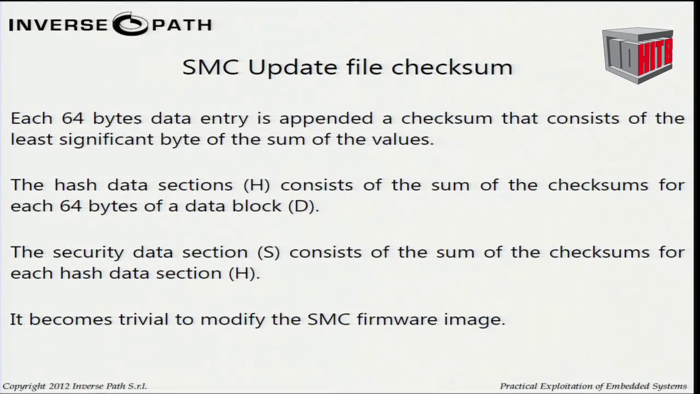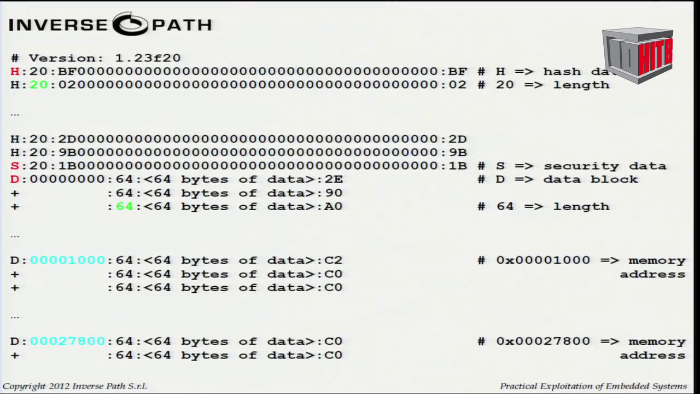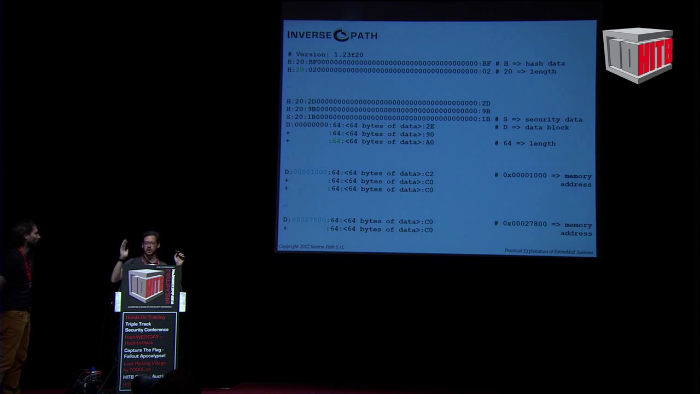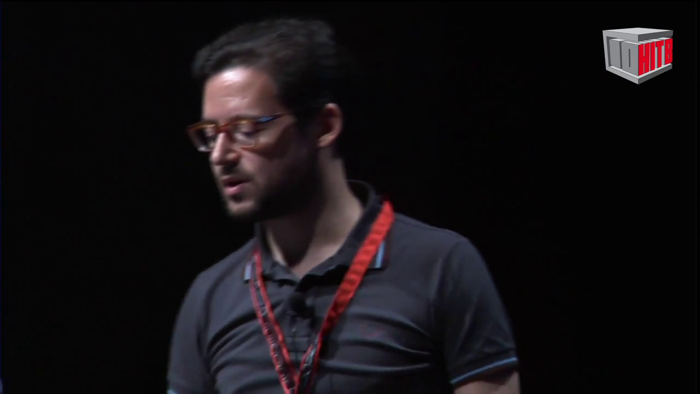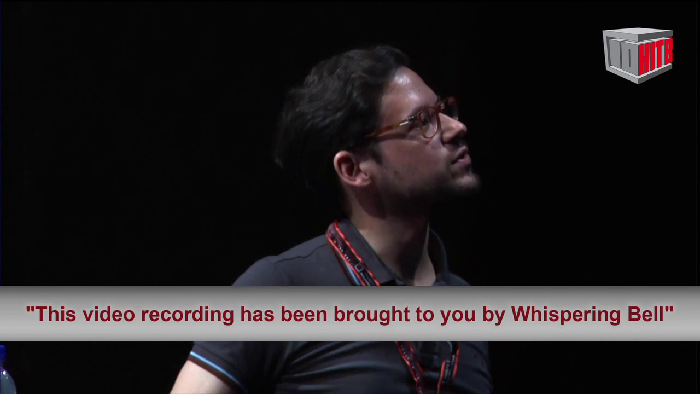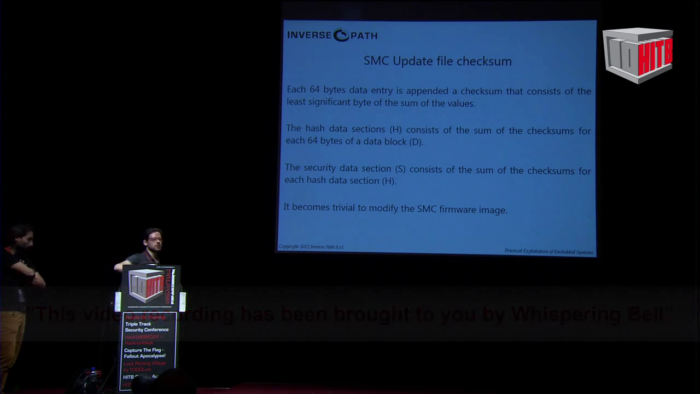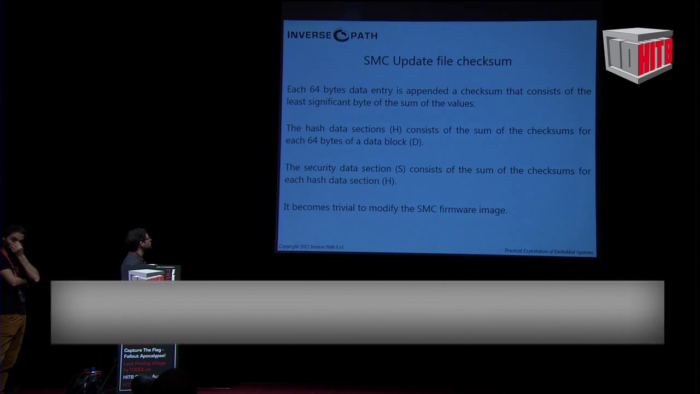So the hash data section consists of the sum of the checksums of each 64 bytes of a data block, and the security data section, which is this one here, represents the sum of all the hash data sections. So it's like a redundant checksum. Yeah, like a matryoshka. You checksum each individual data block, you have a checksum for the sum of the checksums, and then you have a checksum for the sum of the checksums of the checksums. So once you know this, it's pretty straightforward to modify. Actually, it's very trivial. You know, either by changing it and then updating the checksum, or if you want to find collisions.